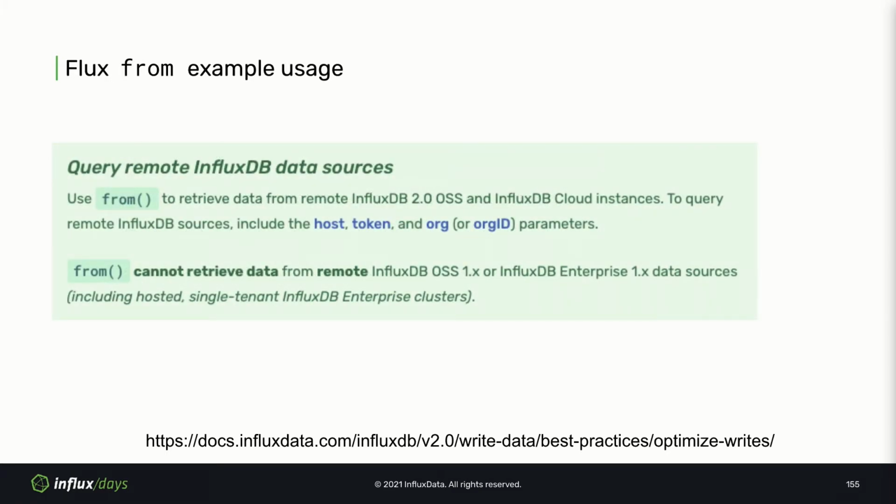There are some requirements to use Flux to query remote data sources on Influx 2.0, OSS, and cloud instances. So like in our other samples, you'll need to include the host, token, and your organization or organization ID parameters in your Flux from query to query data from these remote buckets. But please take note, Flux from cannot retrieve data from remote 1.x InfluxDB sources. This is for InfluxDB 2.0 sources only.